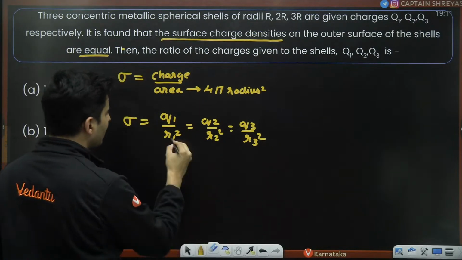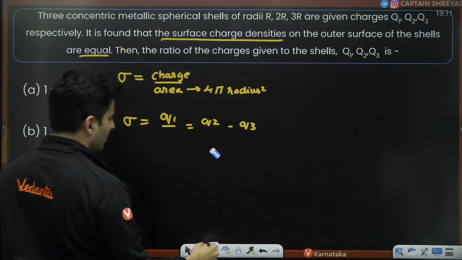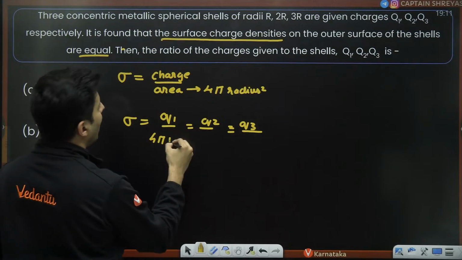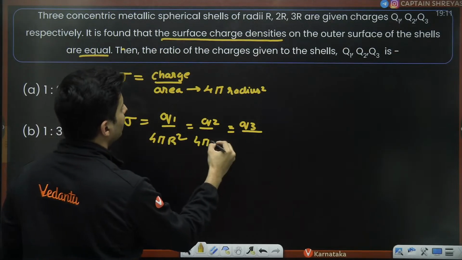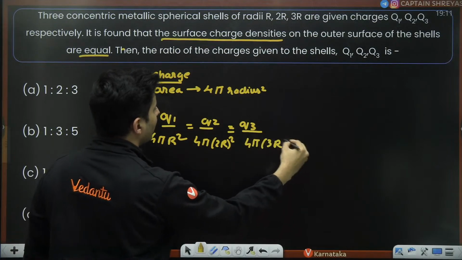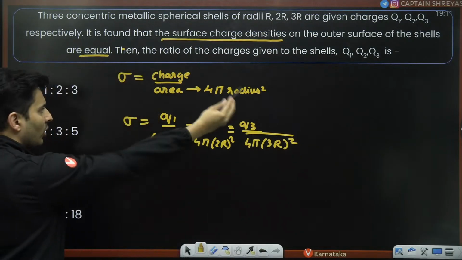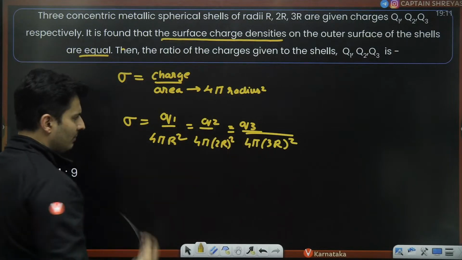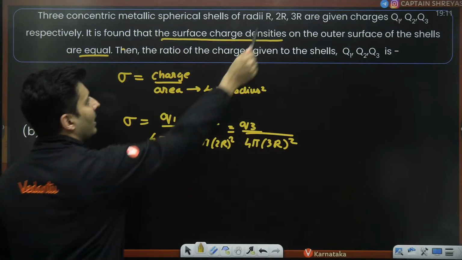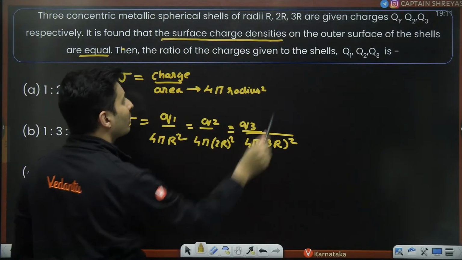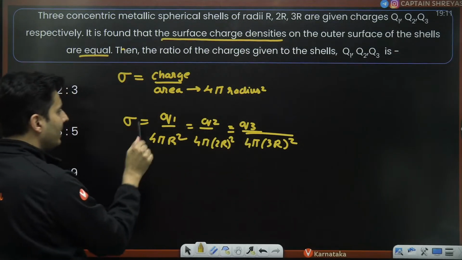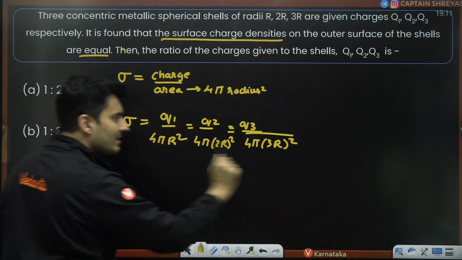What are R1, R2, R3? Let's see. So it is nothing but R square. Here it is 2R square, and here it is 3R square. That is what it is. 4 pi radius square. Anyways, 4 pi can be cancelled out later on, but that's okay. So you will see 4 pi R square, 4 pi 2R square, 4 pi 3R square. Charge by area, charge by area, charge by area everywhere. Sigma, charge density is same everywhere.